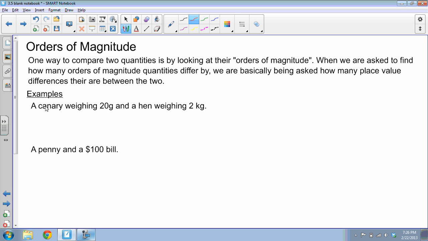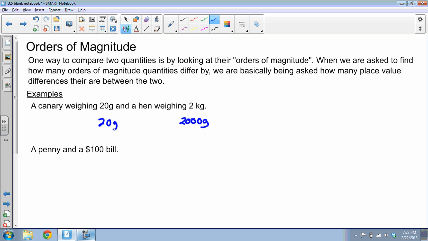So for example, if I have a canary weighing 20 grams and a hen weighing 2 kilograms, and they want us to say how many orders of magnitude those are apart. One thing is it's helpful to change these to the same unit, so 20 grams I'm going to leave alone. 2 kilograms, there's 1,000 grams in a kilogram. So this is 2,000 grams. How far apart are these, place value wise? They're 2 apart. You see what I mean?